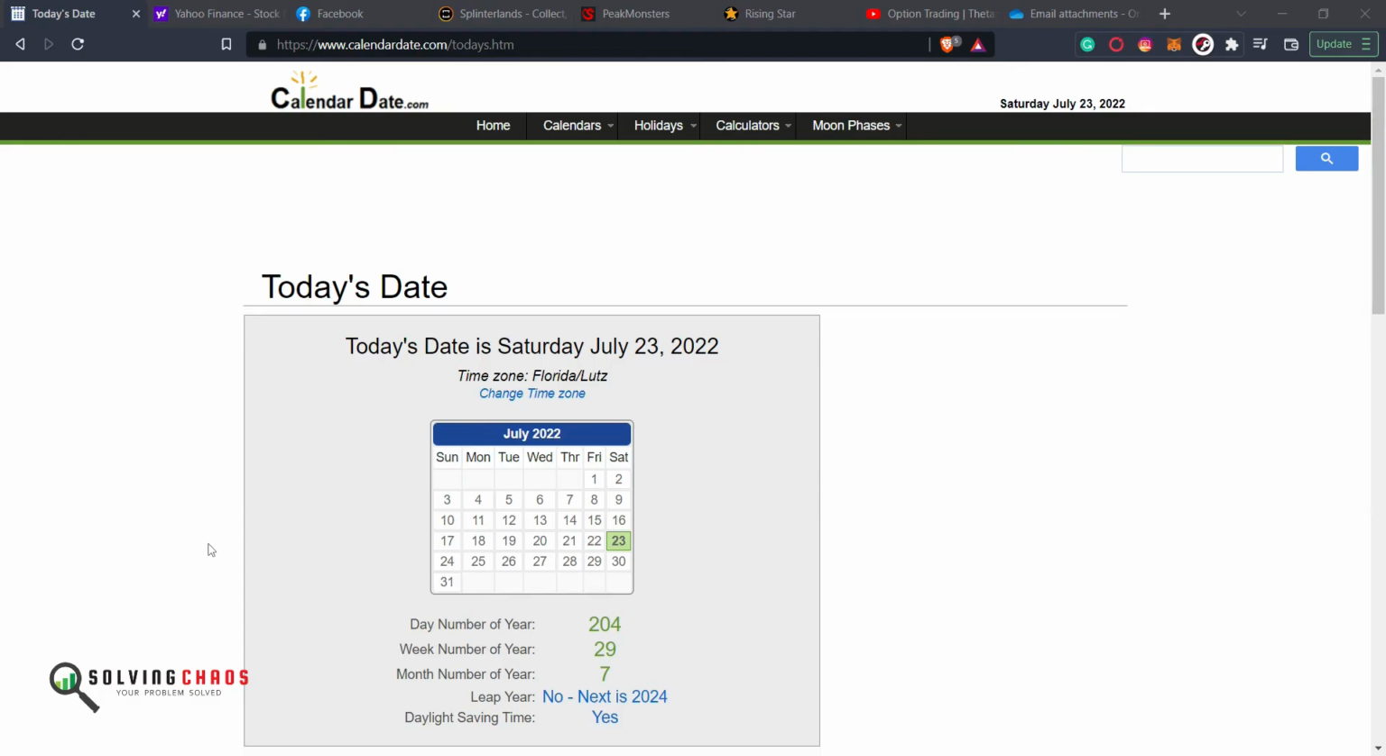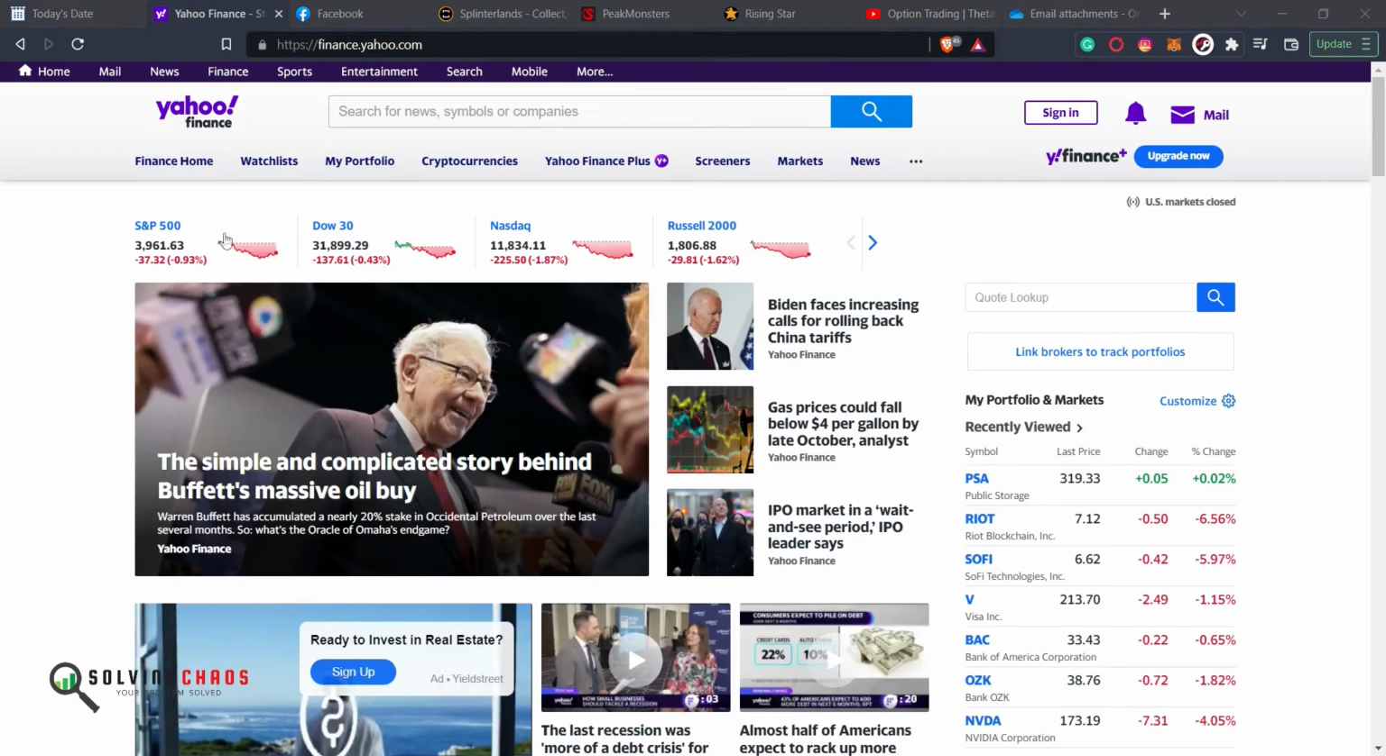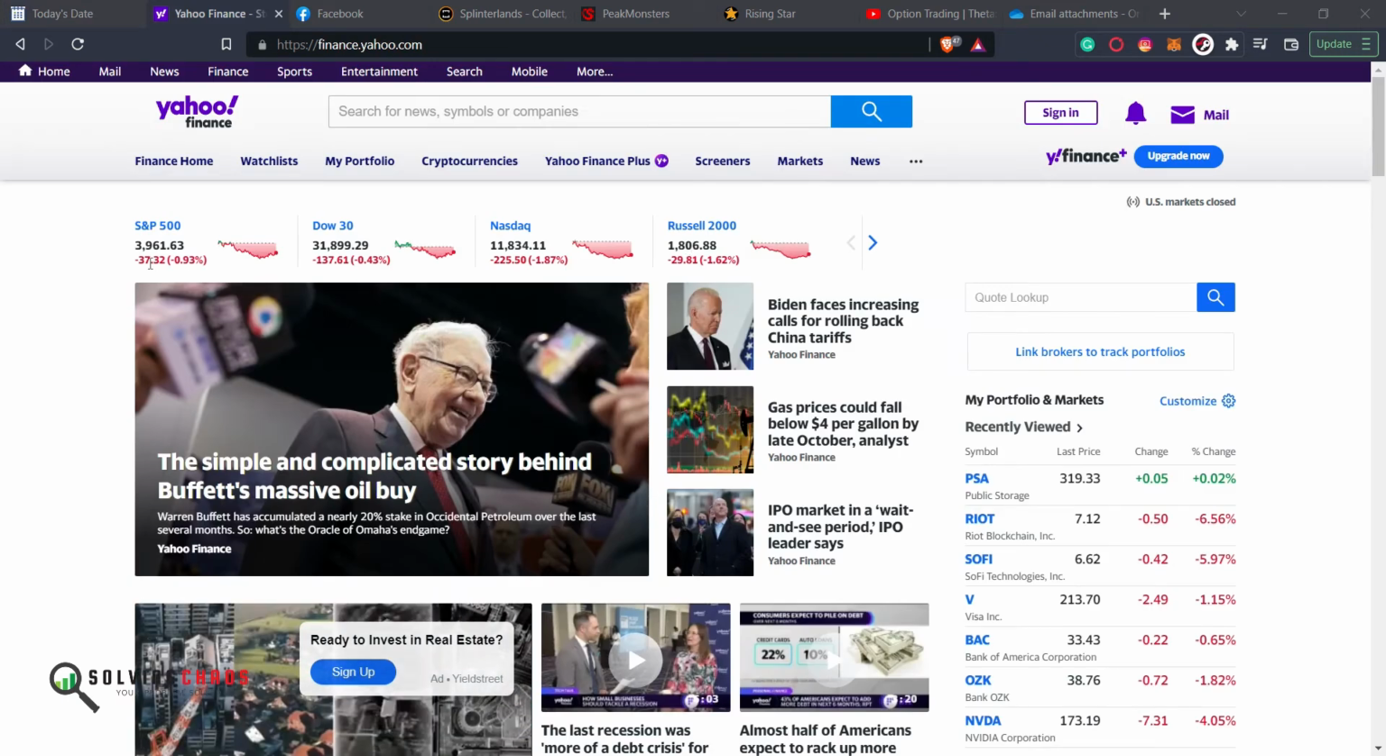Today is July 23rd, 2022. We are in week number 29 of the year. While the markets ended red on Friday, this was a positive week for the markets.